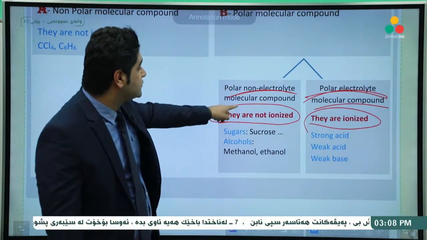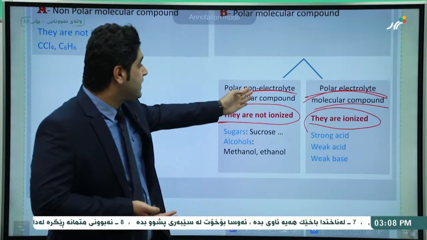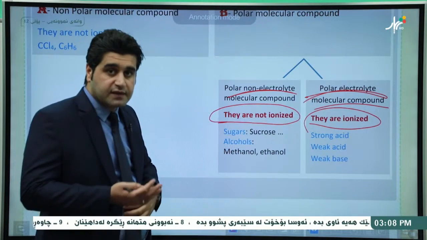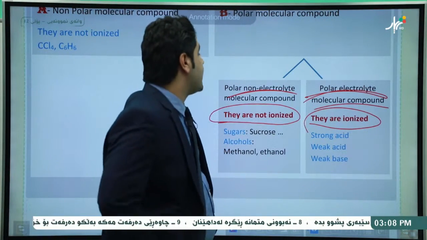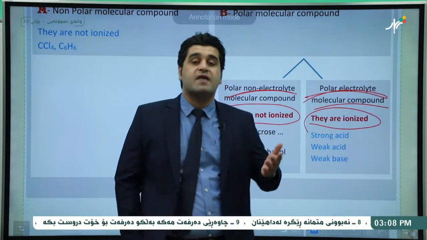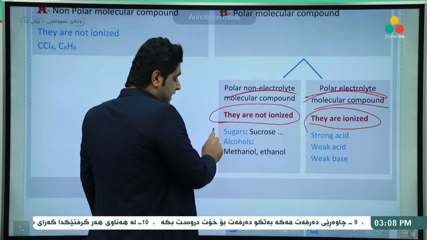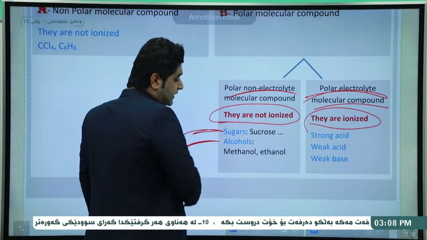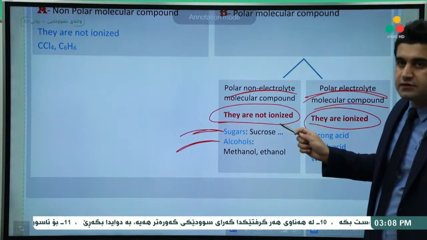That's why non-electrolytes can dissolve in water, no problem. Polar non-electrolytes can dissolve in water, but they do not produce any ions. But polar electrolytes dissolve in water and they can also produce ions. Polar non-electrolytes such as sugar and alcohol produce a solution at the molecular level.